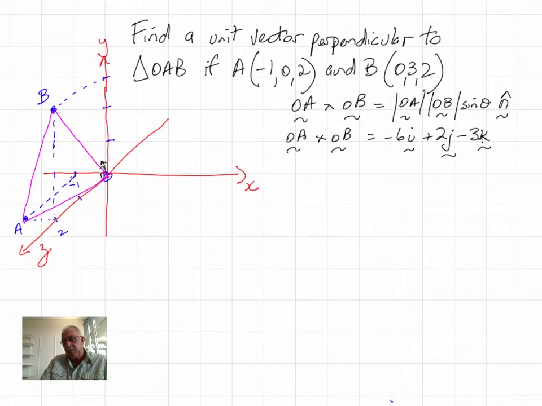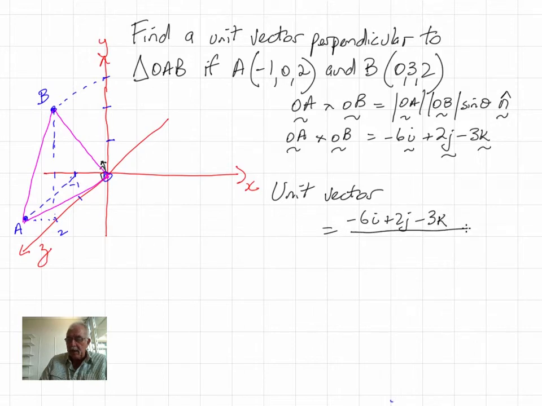So here we've got a vector. It is not a unit vector, so all we've got to do is express this as a unit vector. The way to do that is simply to write down the vector and divide it by the magnitude of the vector.